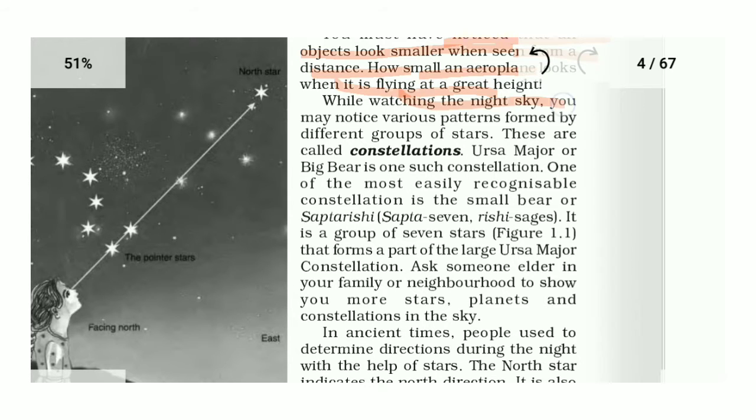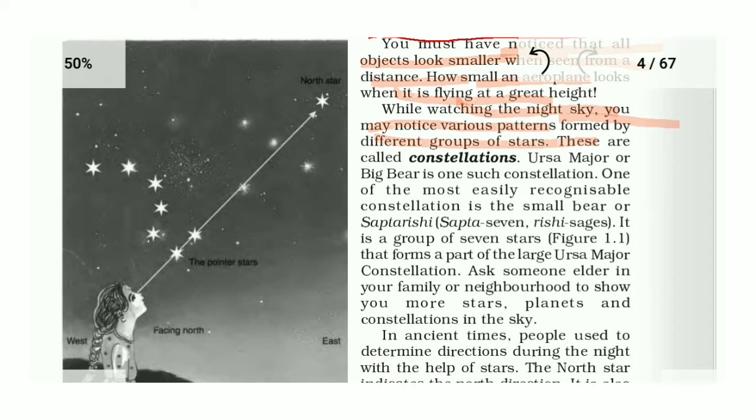So while watching the night sky, the same pattern happens, and the stars seem smaller to us. While watching the night sky, you may notice various patterns formed by different groups of stars. There is an image shown here. This kind of pattern shown in the figure is what we call constellations. So these are constellations.